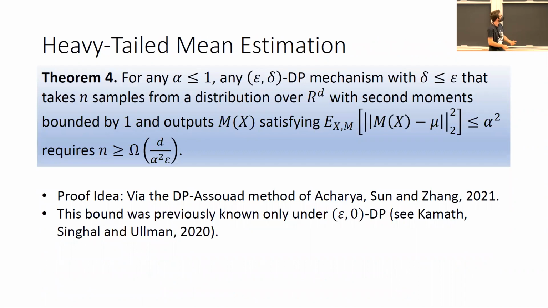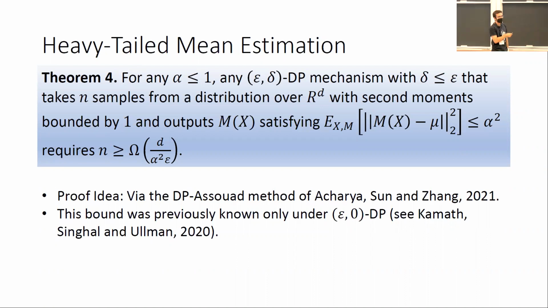Finally, in the paper, we also have a result about mean estimation for heavy-tailed distributions. So suppose that we have a distribution with bounded second moments, and we want to estimate its mean with mean squared error at most alpha squared, where alpha is at most 1. And our estimator is epsilon, delta DP, where epsilon and delta satisfy that condition over there. In that case, the number of samples we have must be at least d over alpha squared times epsilon.